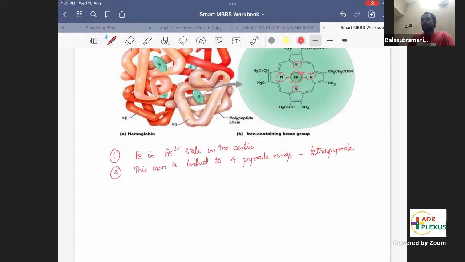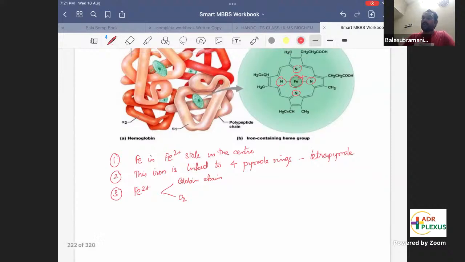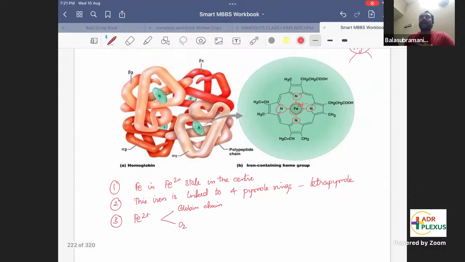Does this iron stop with this? No, the iron does not stop with this. This iron is also linked to 2 other things. One is the globin chain, so either alpha 1 or alpha 2 or beta 1 or beta 2, any other moiety. And then the last linkage is with oxygen. So basically, I told you hemoglobin has to bind to oxygen. A hemoglobin molecule can bind 4 oxygen molecules.